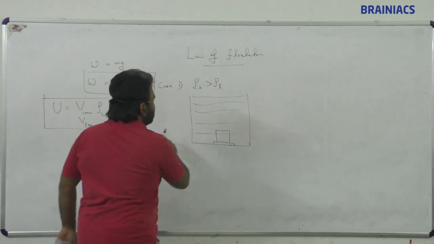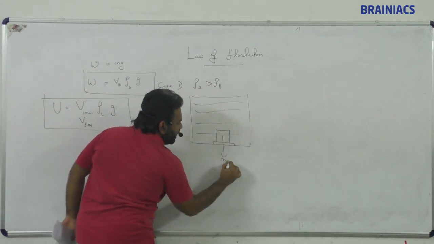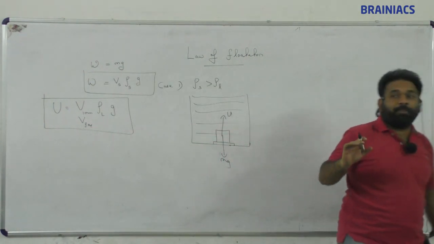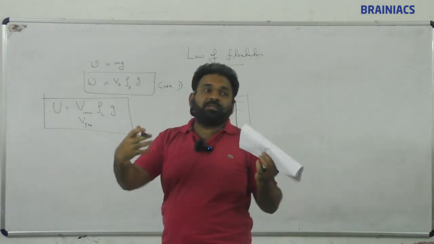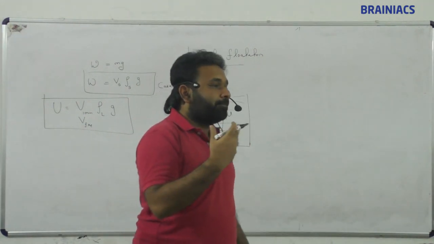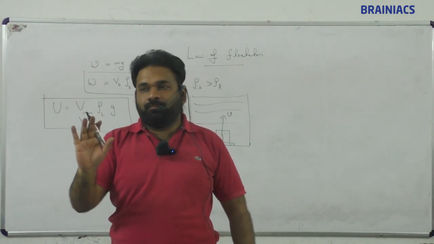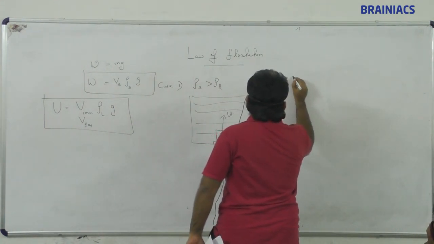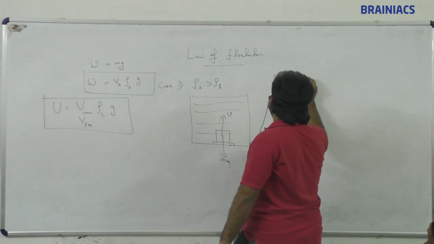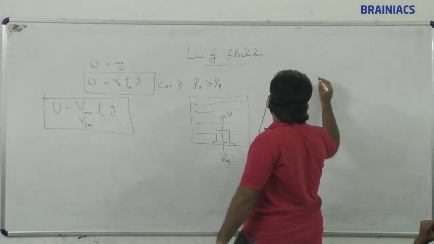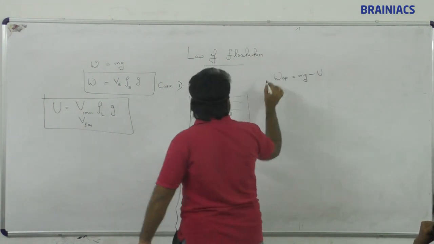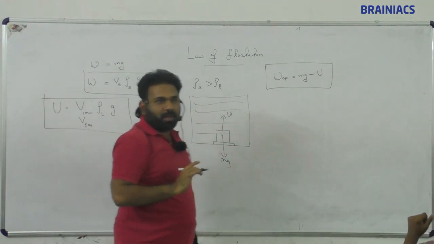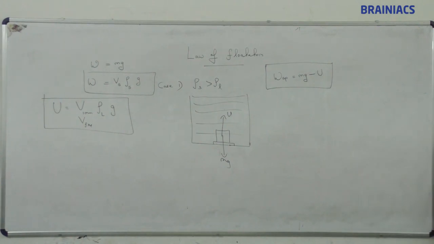So due to this upthrust, what will happen? Mg will be there, upthrust will be there. So the apparent weight means the weight which is visible, the weight which is showing there, not the real weight. The apparent weight is going to be, previously the real weight was Mg, this time since upthrust is acting, minus u. Okay, so this is the question we can expect from this kind of case. Apparent weight, nothing else, Mg minus u.